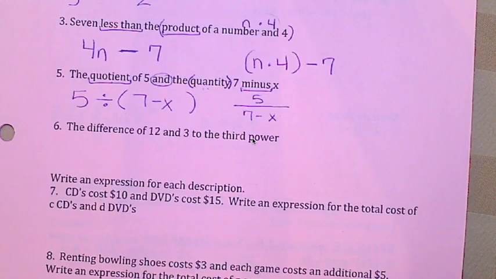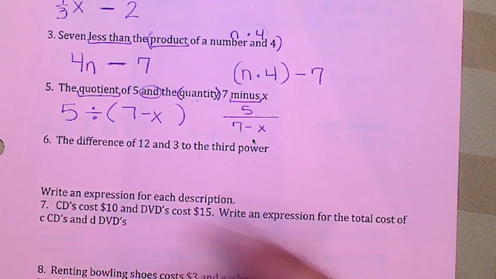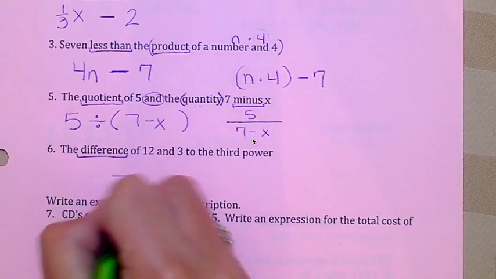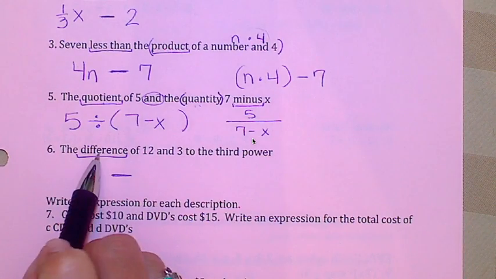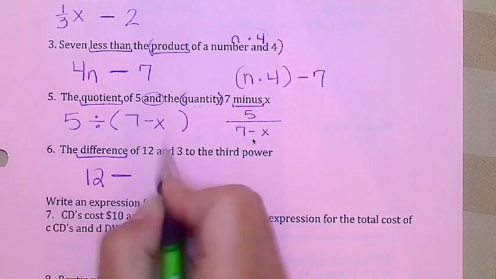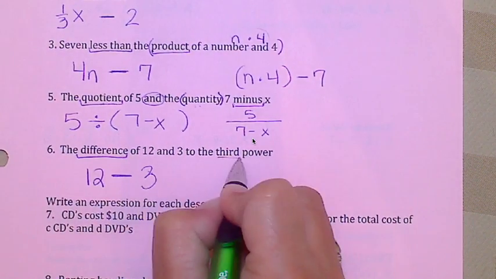The next one says the difference of 12 and 3 to the third power. So we see difference. Okay, so that's going to be subtraction. And we don't have to flip any order. So the difference of 12 and 3 to the third power.